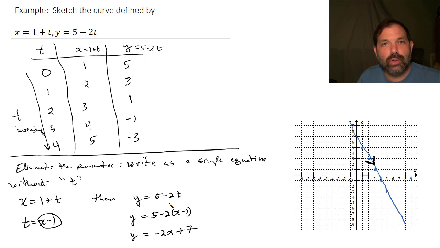And if you look at the line that I drew over here in blue, that's the equation of that line. So eliminating the parameter means to try and rewrite this as a single equation without the parameter. And so for lines, it's not too difficult to eliminate the parameter. There are some other situations that are more difficult.